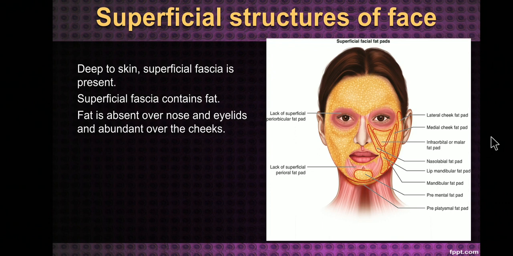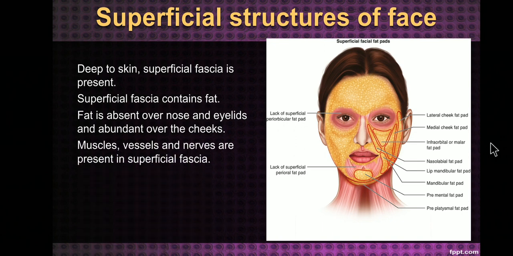Over the nose and eyelids it is absent, but it is abundant mainly over the cheeks, especially in children. You can see the buccal pad of fat. When there is abundant fat over the cheeks, we refer to it in common terms as the buccal pad of fat. If it is there, we call it chubby cheeks.